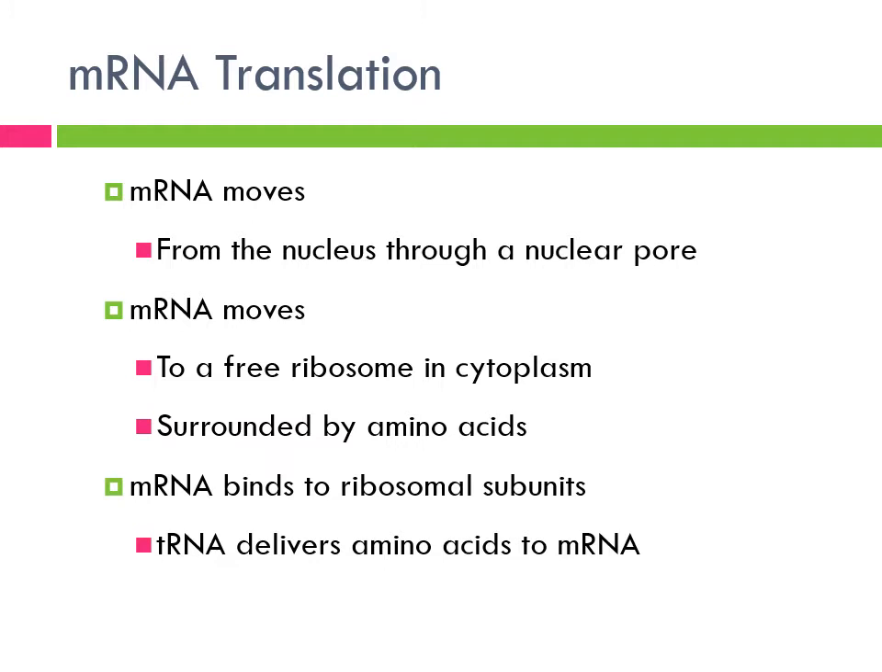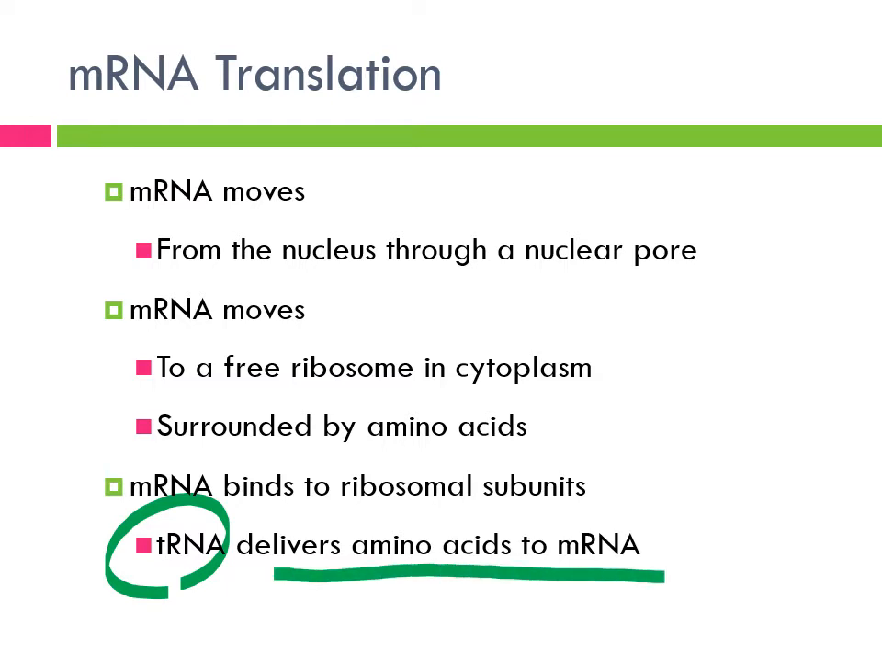Once it's in the cytoplasm, a free ribosome, which is surrounded by amino acids out in the cytoplasm, is going to bind to the messenger RNA. Once it binds, then transfer RNA or tRNA molecules are going to bring amino acids and deliver them to the messenger RNA. So let's look at this in pictures.